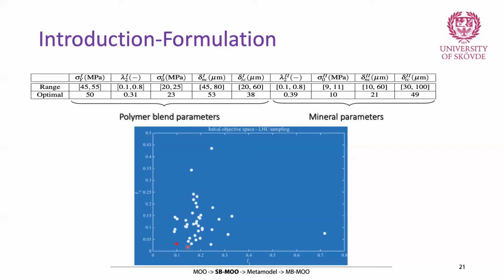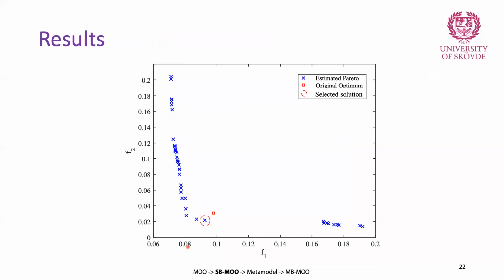Then we ran the optimization algorithm, the SB-MOO algorithm, and we found the Pareto front. Here you can see the Pareto front. It's a disconnected Pareto front. These are the set of optimal solutions, the blue crosses. The red square is the optimal solution found by the previous study using the a priori approach. The same decision maker that chose that one could now look at this set of optimal solutions and select this one. You can see that the optimal solution has been improved.